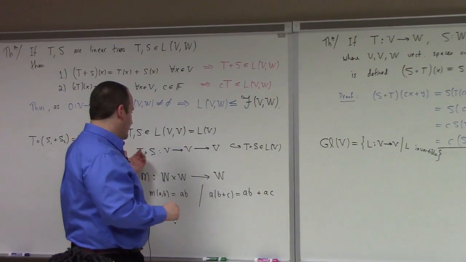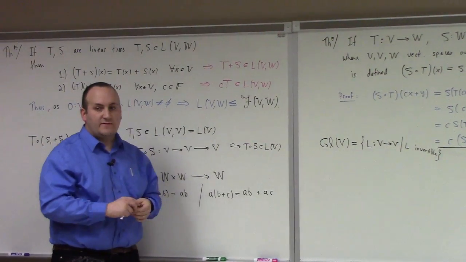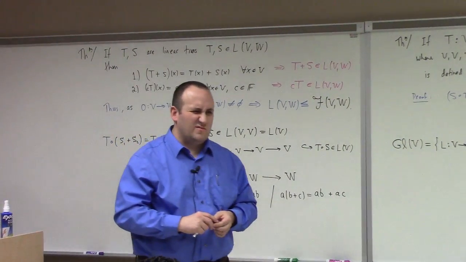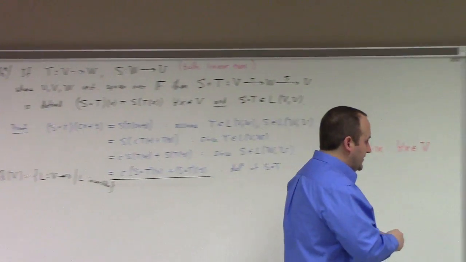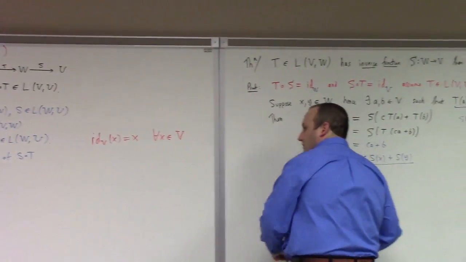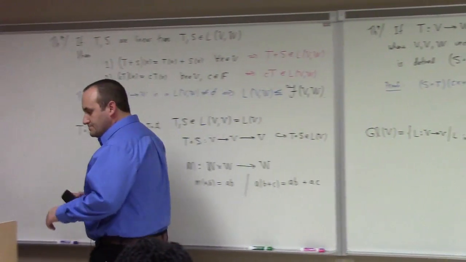Of course, the set of all linear transformations from V to V includes things that don't have inverses, like that nilpotent stuff we looked at earlier, for example. All right, I digress. Let me stop storytelling and get to the next theorem here.